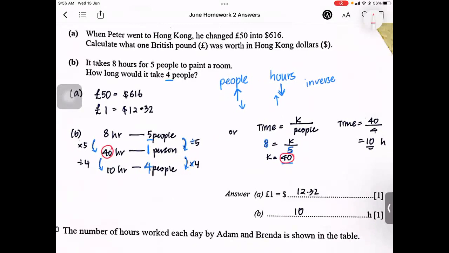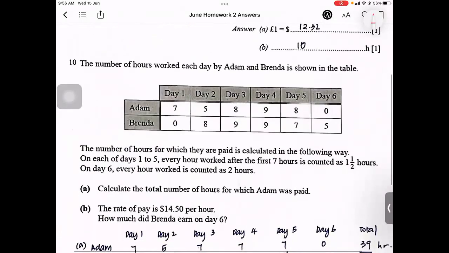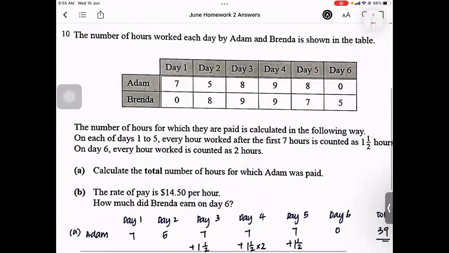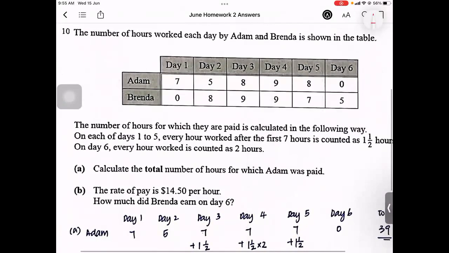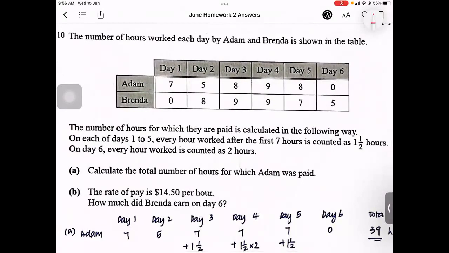Next one, this one also a common sense question, but some people may be blur how to calculate. What is the question actually talking about? The number of hours they are paid is in the following way. From Monday to Friday, so day 1 to day 5, every hour worked after the first 7 hours, so after first 7, the first 7 is still considered as 1 hour each. Then it's considered 1.5 hour.